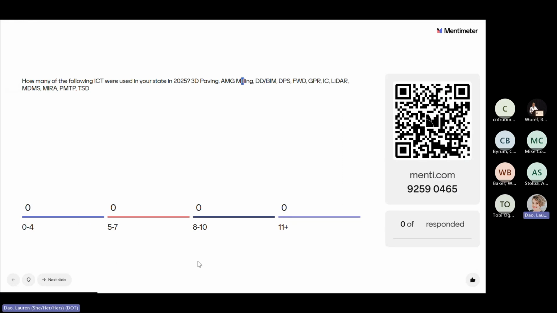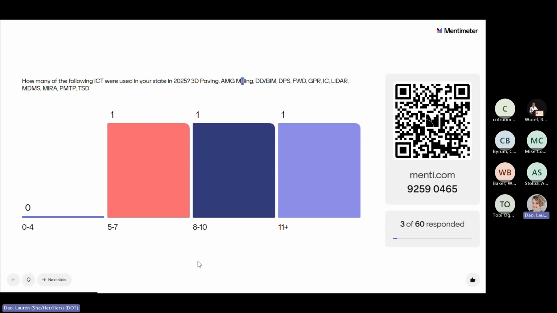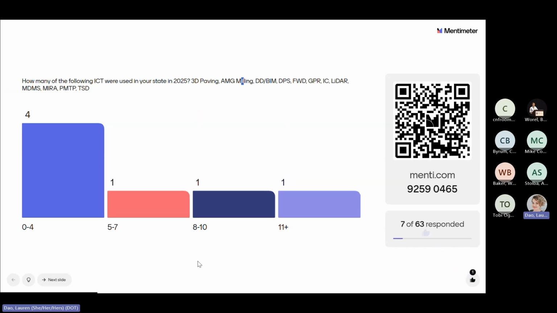So the first question was, well, the text started getting really small, so I had to cut off my list, but I was trying to get a broad range of intelligent construction technologies and try and get a general sense of where we are at nationwide.